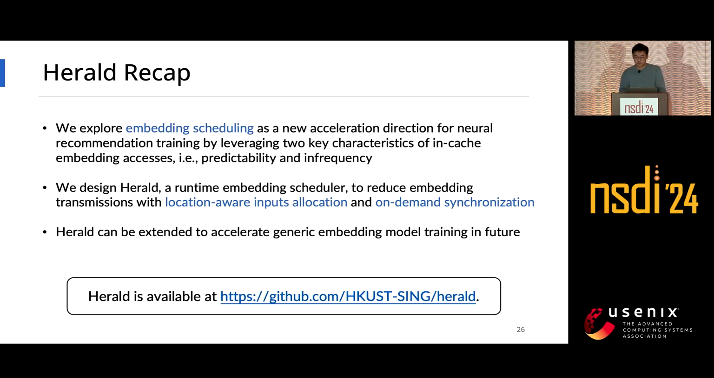Finally, I want to conclude by recapping Herald. First, we explore embedding scheduling as a new acceleration direction for neural recommendation training by leveraging the characteristics of the in-cache embedding accesses. Second, we design Herald, a runtime embedding scheduler to reduce the embedding transmissions with the location-aware input allocation and on-demand synchronization. Besides the recommendation model, we believe Herald can be extended to accelerate general embedding model training in the future. We have open sourced Herald on GitHub.